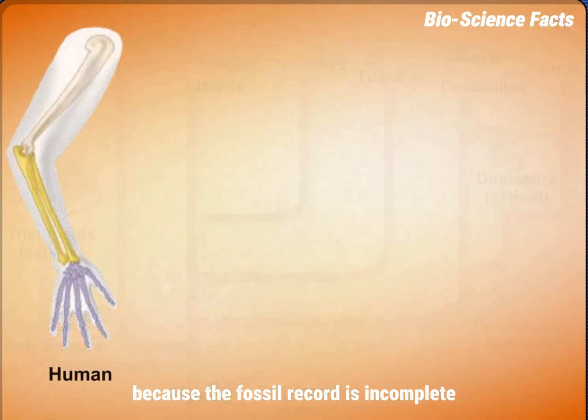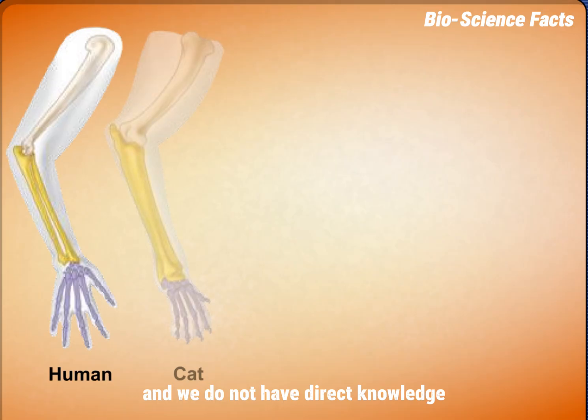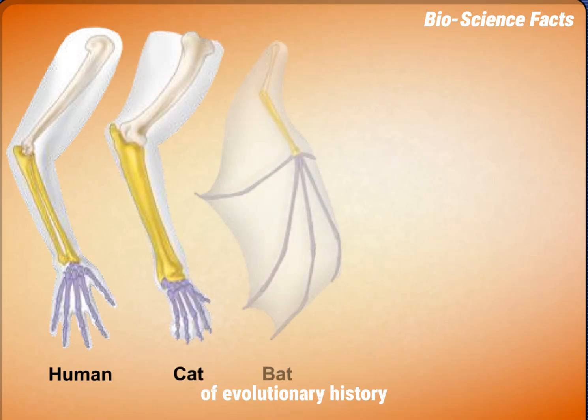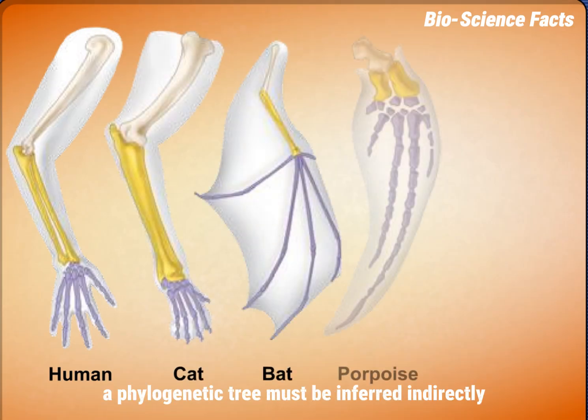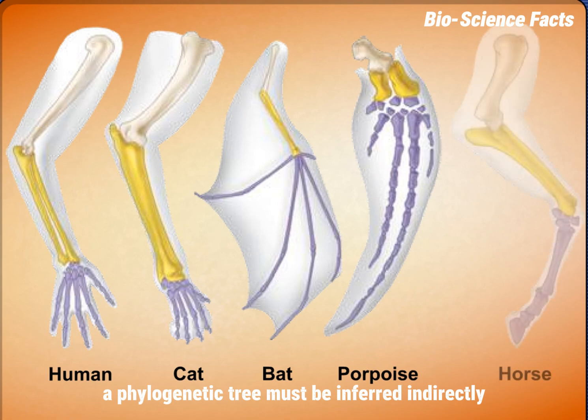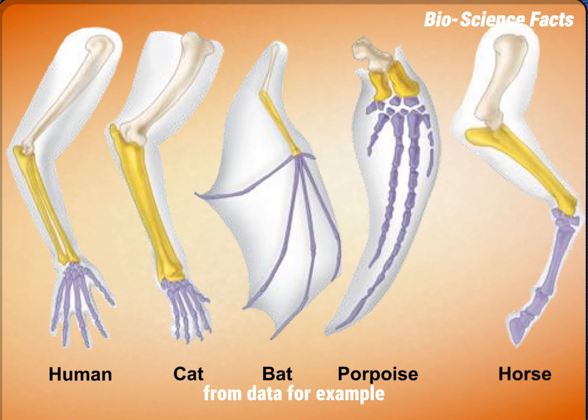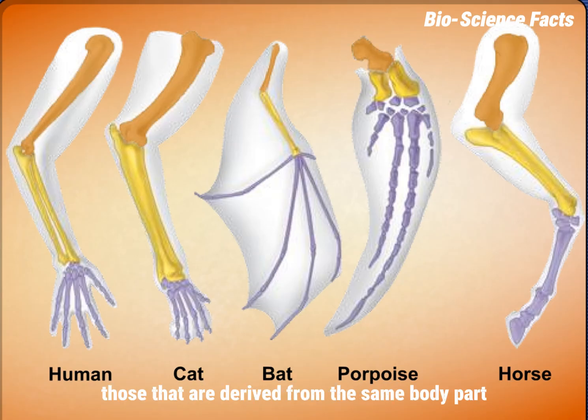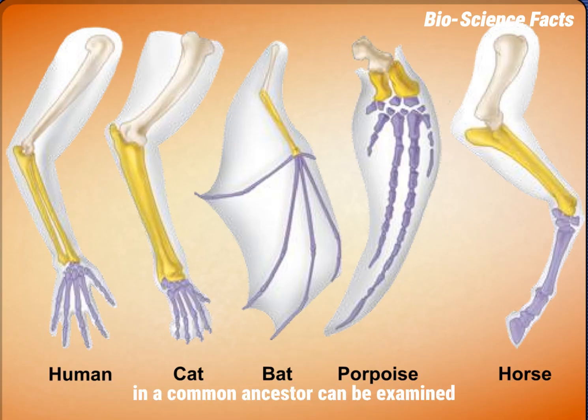Because the fossil record is incomplete and we do not have direct knowledge of evolutionary history, a phylogenetic tree must be inferred indirectly from data. For example, homologous structures, those that are derived from the same body part in a common ancestor, can be examined. The forelimbs of many animals have similar bone patterns.